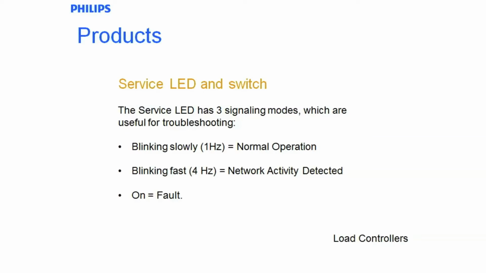The service LED has 3 signalling modes. Blinking at its normal mode is 1 Hz. This means normal operation and no network activity. The minute we trigger a sensor or push a button on a panel, we broadcast a message. We could expect the LED to start blinking fast, or at 4 Hz. This shows the network activity is detected.